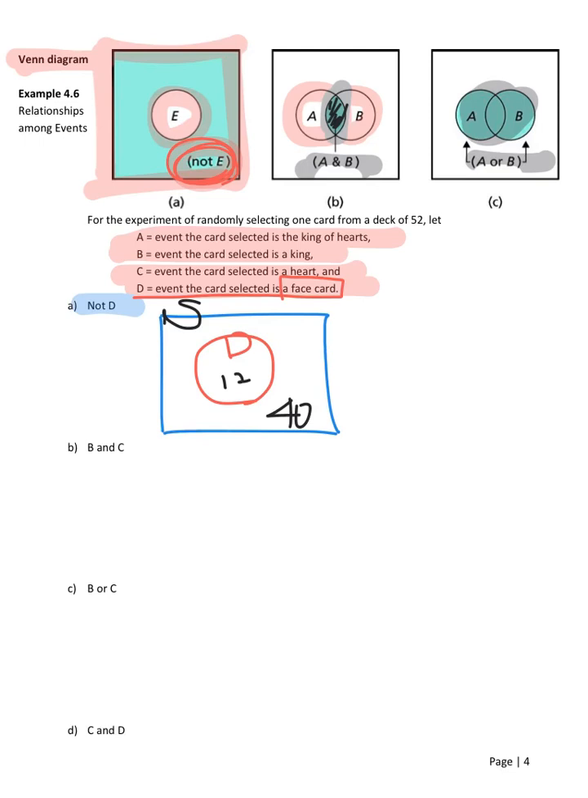Outside of the event. So not D means here. How many? 40 out of 52 again. Does it make sense? Okay, look at the next one.